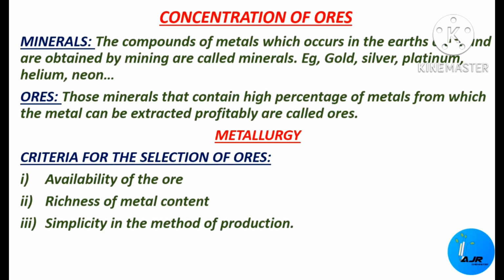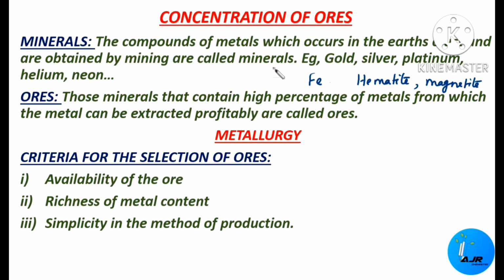So, for example, iron. Iron is present in 800 minerals actually. But among these minerals, hematite is a mineral of iron, and also magnetite. So hematite and magnetite contain a little higher percentage of iron, so these two minerals are used for the extraction of iron. Hope you have understood the difference between minerals and ores now.